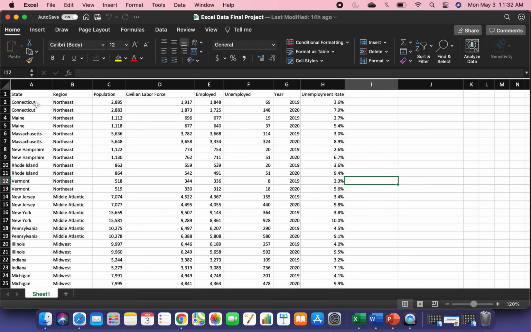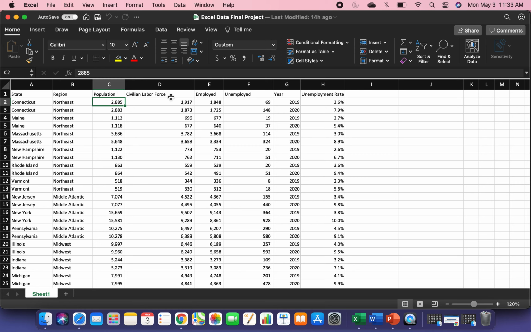And as you can see here, this was how I was able to organize the data so that I was able to create my visualizations. In this column, I have the states. In this column, I have the states organized by each region. This column has the population of each state, and just to let you all know, this number is actually in thousands, so you would have to add 3 zeros at the end. So this number would be 2,885,000.